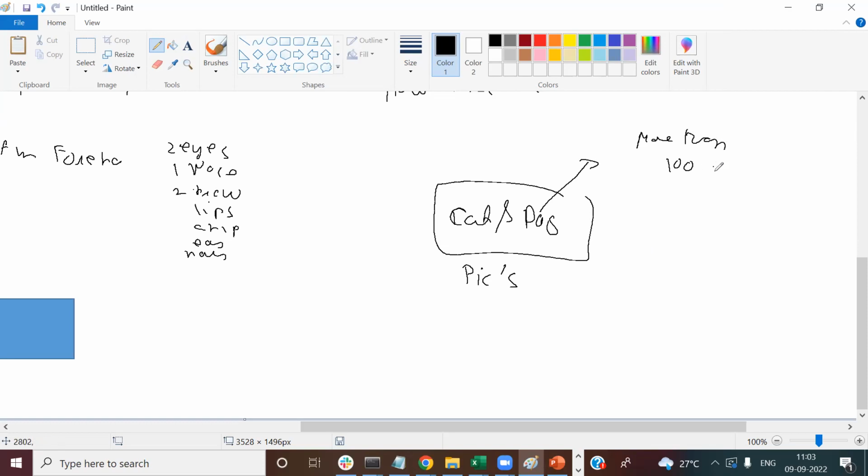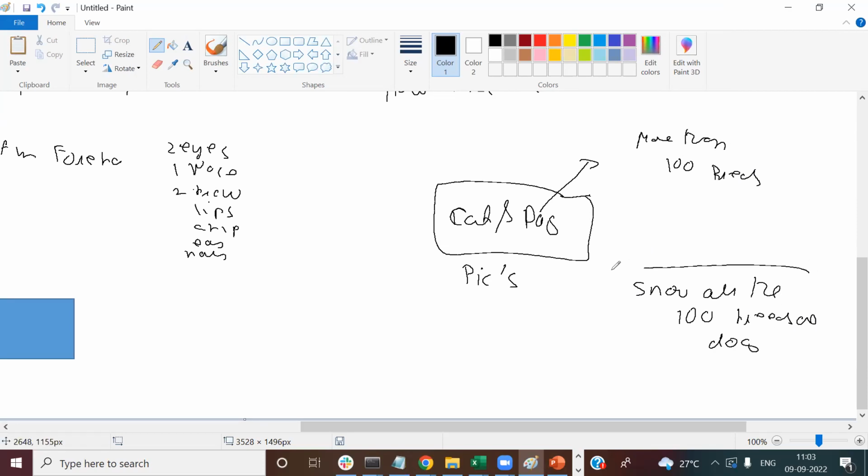Okay, so for dogs, can I say there are more than 100 breeds. So it can be Rottweiler, German Shepherd, whatever. Did the teacher show you all the 100 breeds of dog?